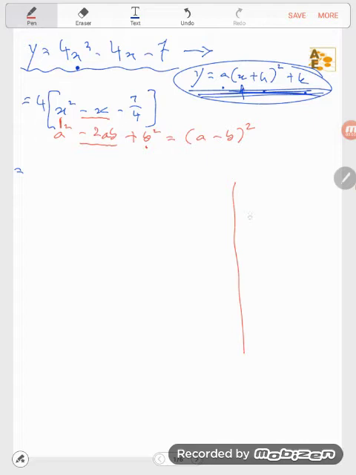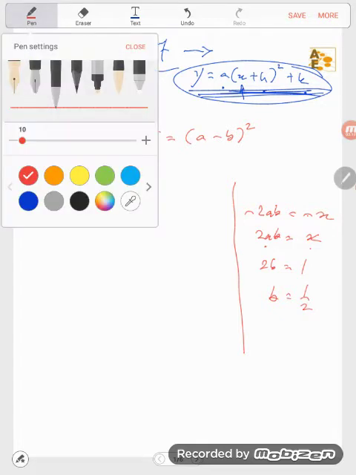What is going to be your b? So your negative 2ab is equal to negative x. Therefore 2ab equal to positive x. A and b are equal, so it's cut off. So 2b equal to 1. That means b equal to half. That is your value for your b in this equation. Okay, let me change the color.